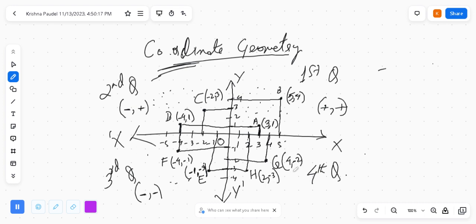So from here we learn that in the fourth quadrant, the ordered pair or the coordinates will always be in this form: positive, negative. So that is the first thing that we have to know from this topic.